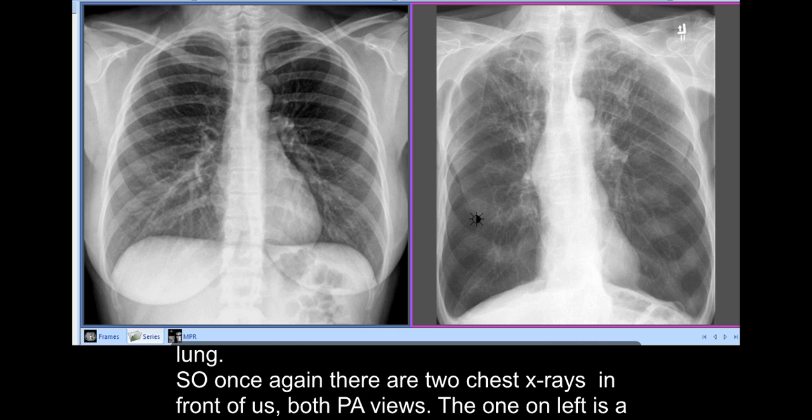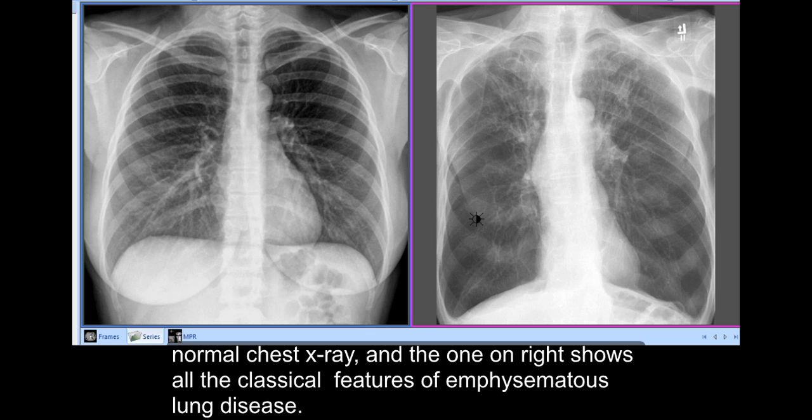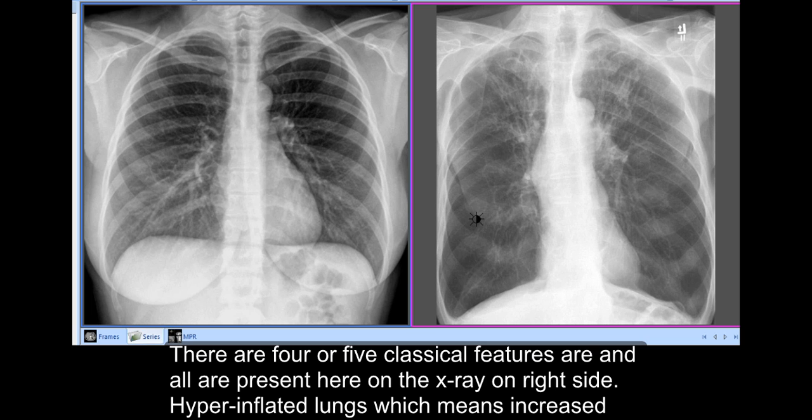So once again, there are two chest X-rays in front of us, both PA views. The one on the left is a normal chest X-ray, and the one on the right shows all the classical features of emphysematous lung disease. There are 4 or 5 classical features, and all are present here on the X-ray on the right hand side.